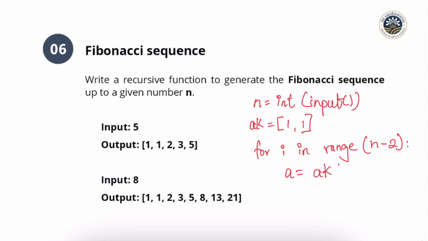AK of minus 1 will return the last element. You should use only the square bracket. I'm just going to add AK of minus 2, which will be getting the element before it. So AK of minus 2. So what is the result of A? The result of A is 2.